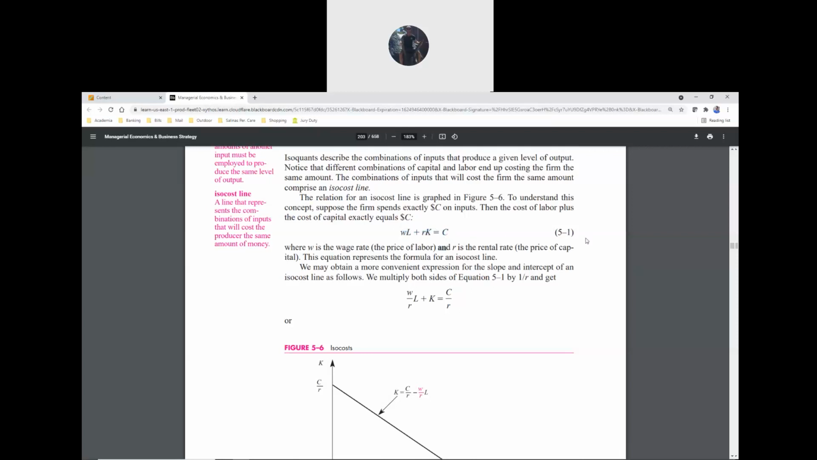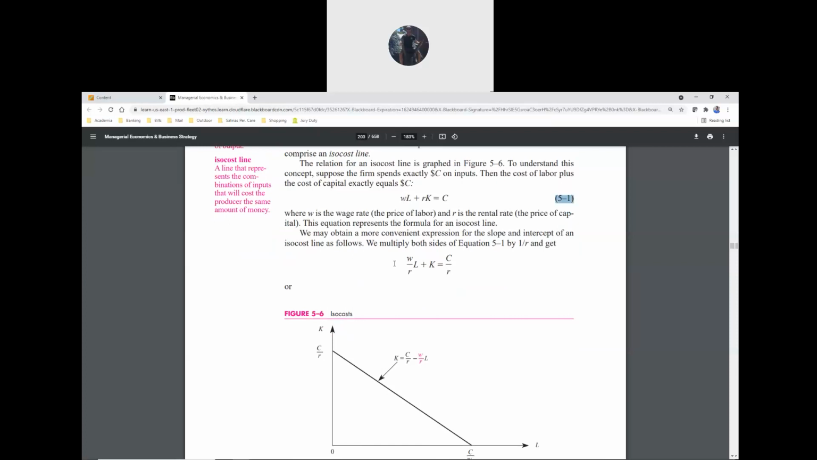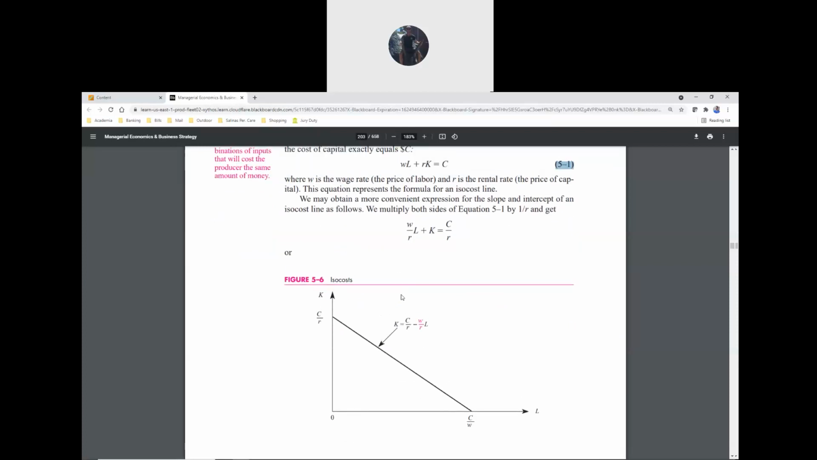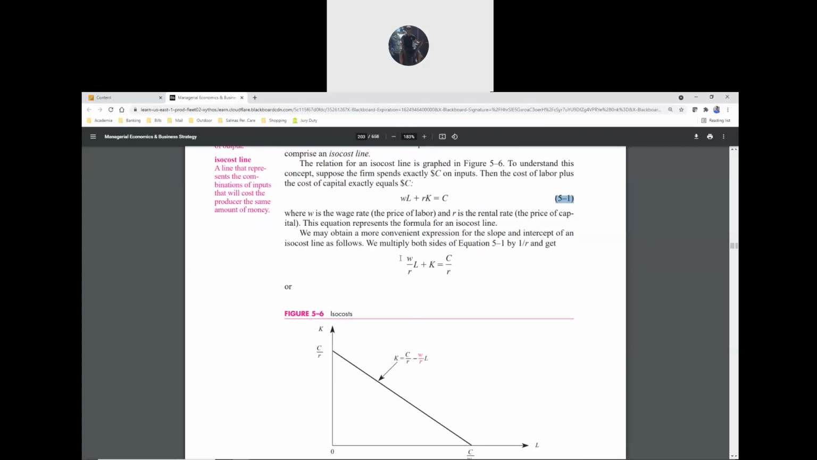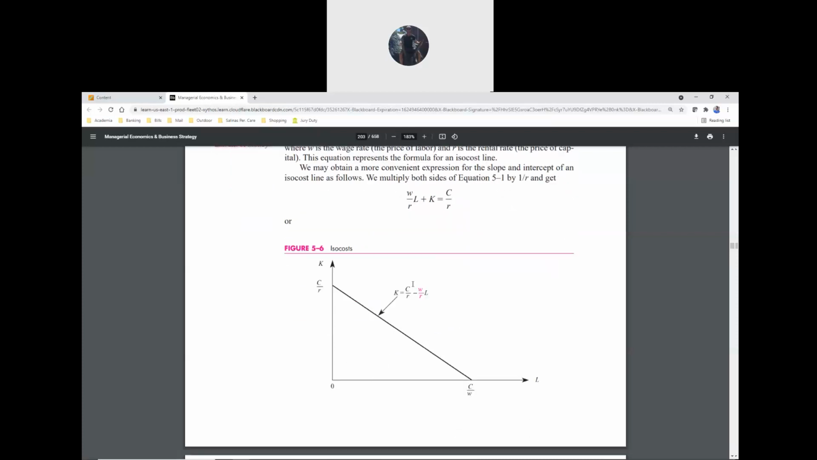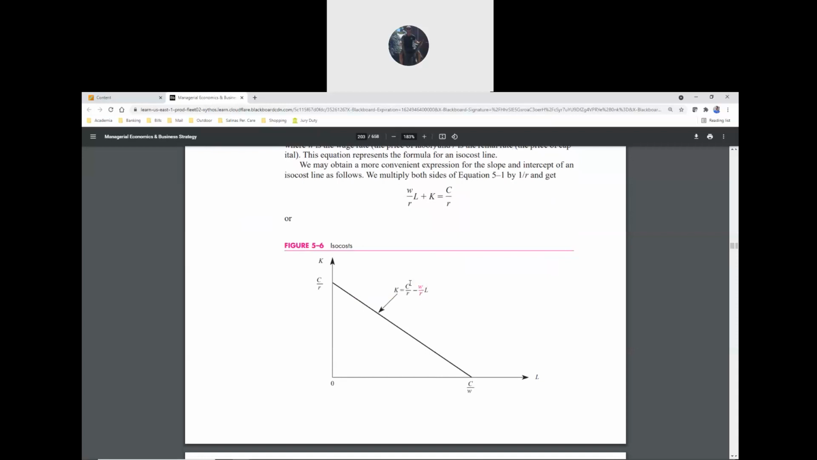So if you take this equation 5-1, subtract WL from both sides, and divide by R, you would get, okay, so here's the first step: divide by R first. That was what they did first. So divide this by R, you get W over R times L plus K equals C over R. And then just subtract W over R times L from both sides, and you get K equals C over R minus W over R times L.